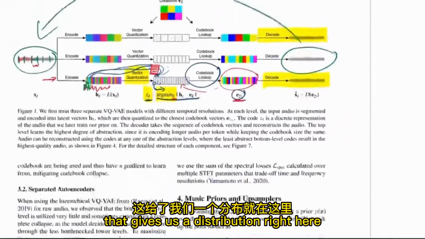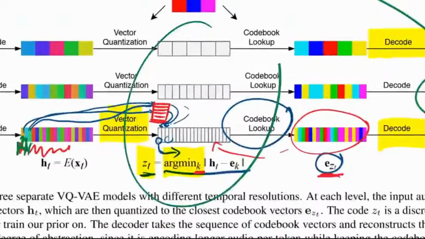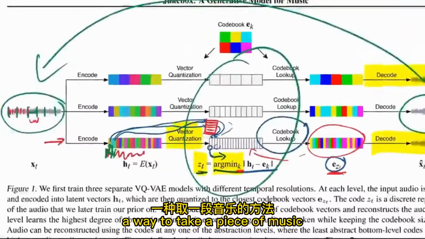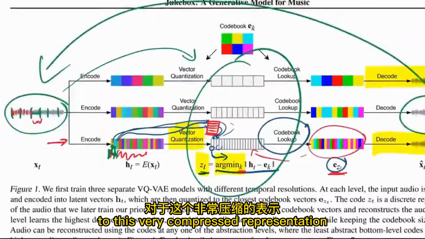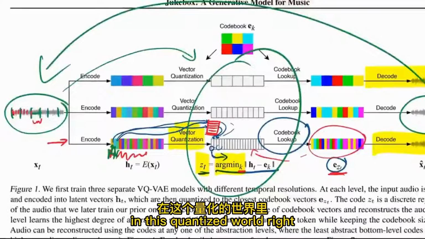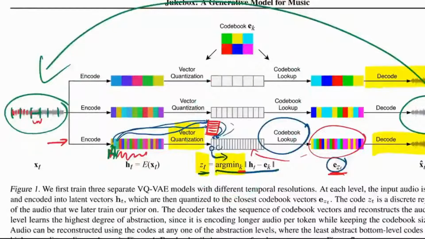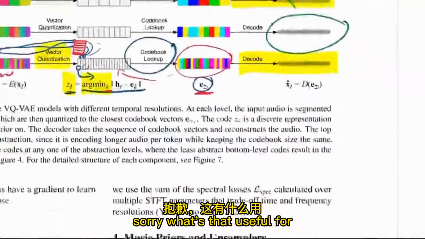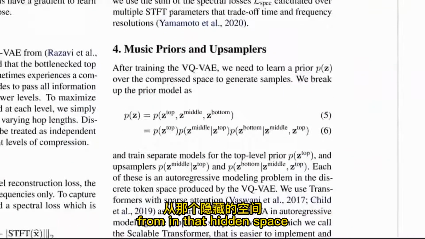What does that give us? That gives us a distribution right here. That gives us a way to take a piece of music and map it to this hidden space, to this very compressed representation in this quantized world, right? I've said before, this is a very compressed representation of your data. Why can you do that? What's that useful for? What you can do now is you can try to sample in that hidden space.